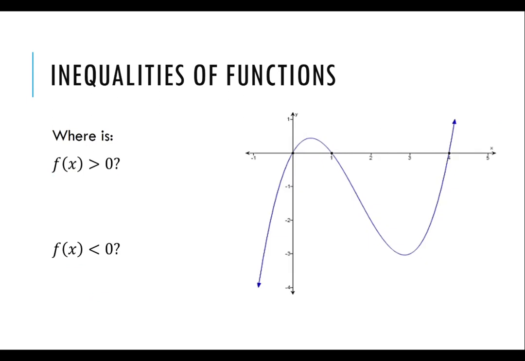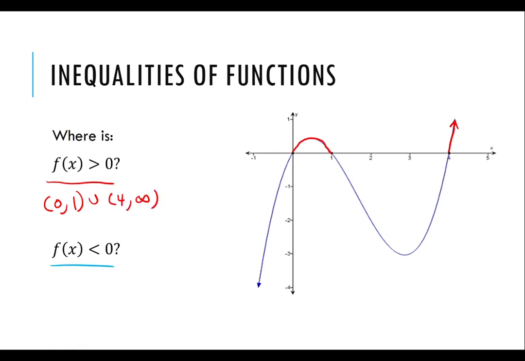Let's try it again. Where is the function f of x greater than 0? That is, where is this function above the x-axis? Well, notice this is above the x-axis, and all of this is above the x-axis. Okay, so where is that? That's from 0 to 1. We are not including the endpoints because of the strict inequality. We need a union with from 4 up to infinity.